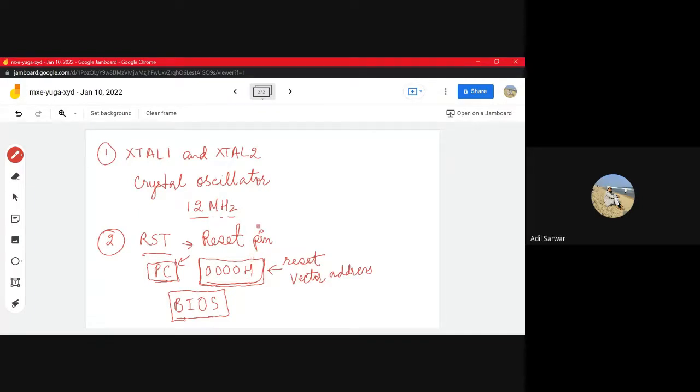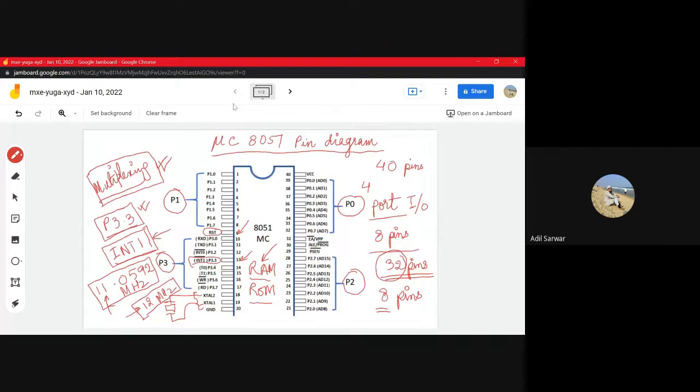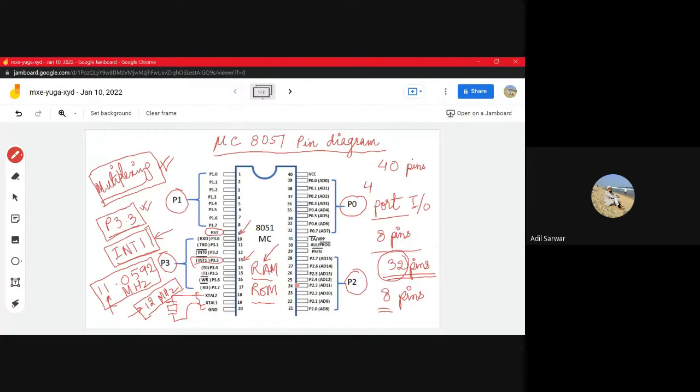Okay, now let's move to another pin, which is your ALE. Let's see what its position is. You see the ALE pin. The ALE pin is here, a separate pin. It is also multiplexed with another function, PROG bar. I will talk about it later. Right now, the ALE pin.